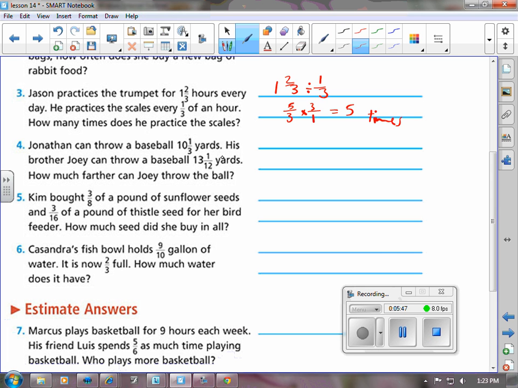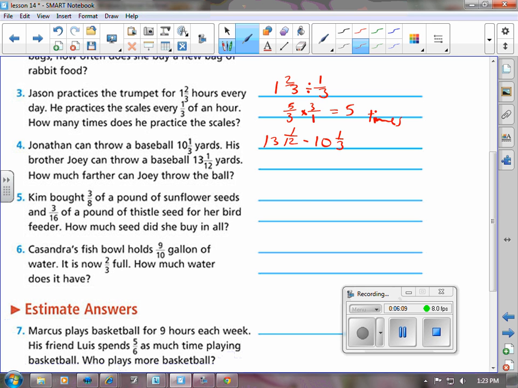Okay, Jonathan can throw a baseball 10 1/3 yards. His brother Joey can throw a baseball 13 1/12. How much farther? This is subtraction. You're going to take that larger 13 1/12, subtract out 10 1/3. Okay, need to find that common denominator first, and then work on through.